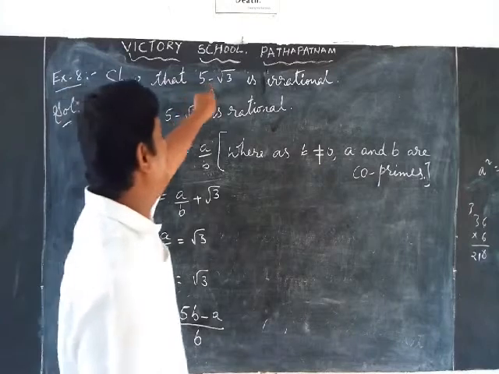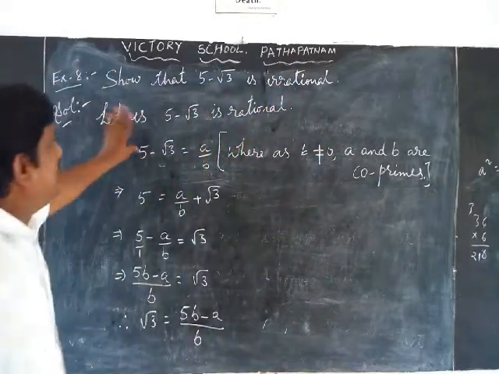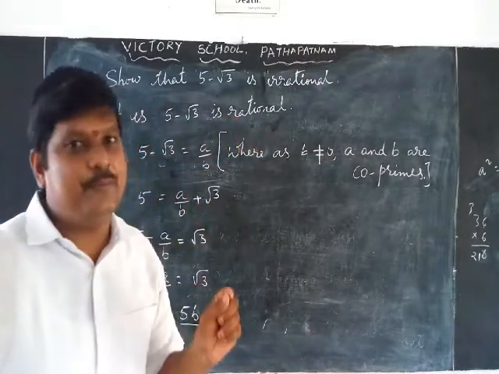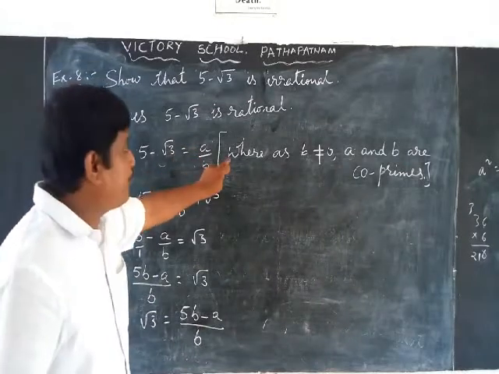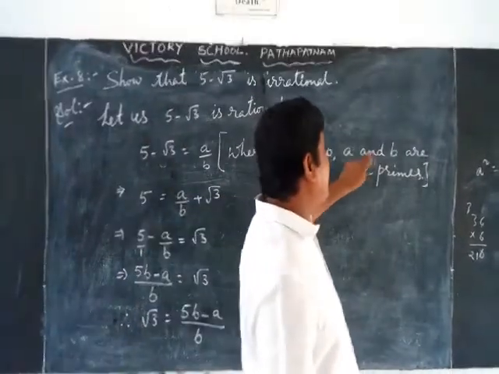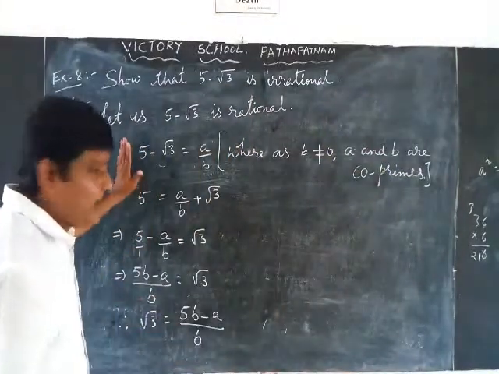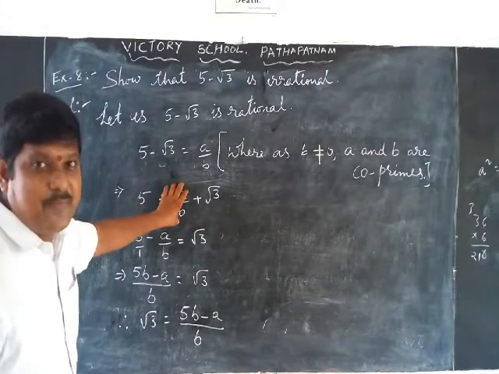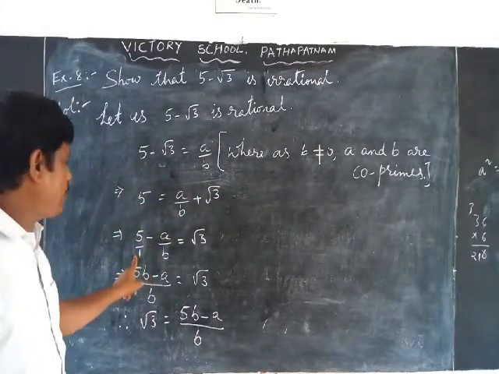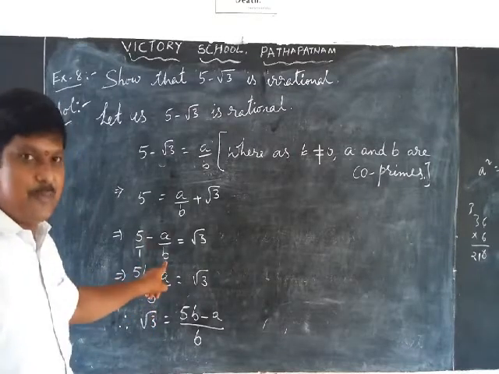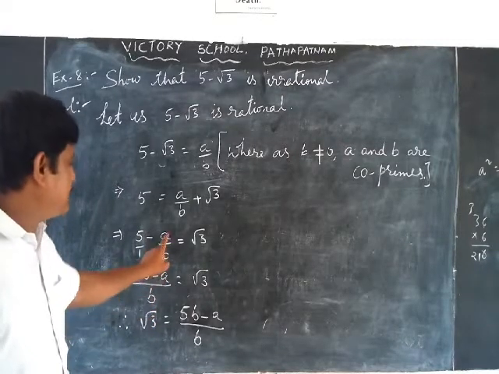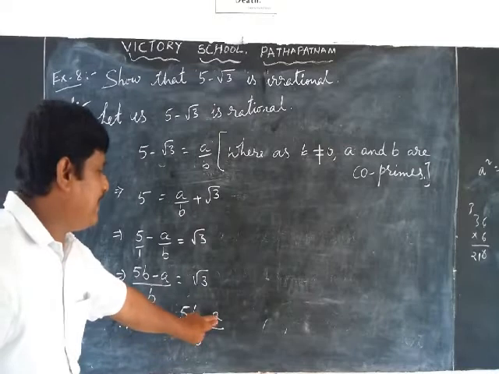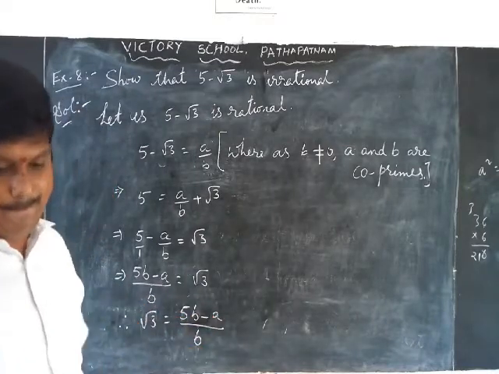Show that 5 minus root 3 is irrational. Let us assume 5 minus root 3 is rational. What is the definition of the rational? If any number is in the form of a by b, where b is not equal to 0, a and b are co-primes. Now this minus root 3 goes to the right hand side as plus root 3. Plus a by b goes to the left hand side as minus. Take the common denominator b. Cross multiplication. 5 into b, 5b minus a into 1 is a. Now therefore root 3 equals 5b minus a by b.